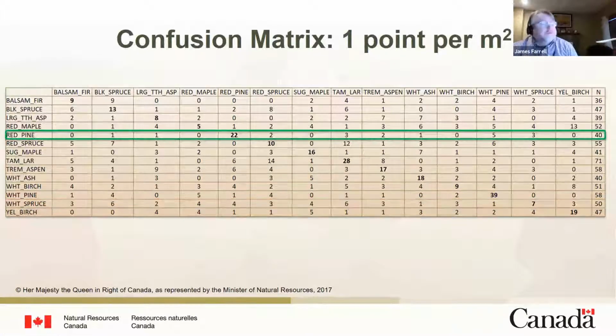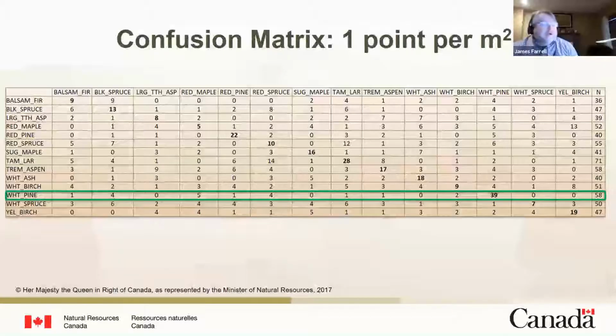And of course, on the opposite side of things, the red pine was correct 22 out of 40 times, and the white pine was 39 out of 58. So those are not bad. So it's quite diverse.